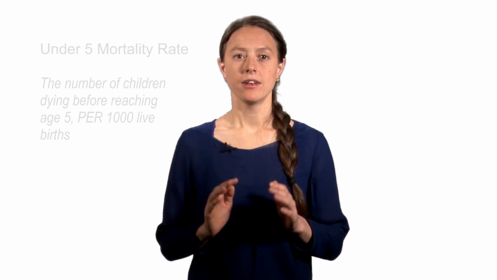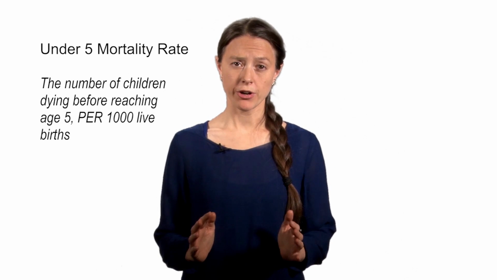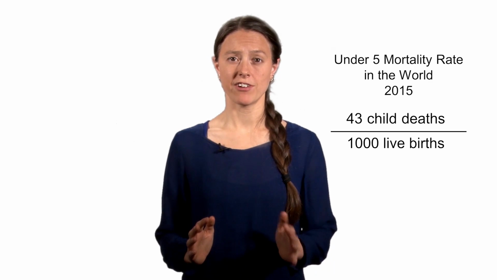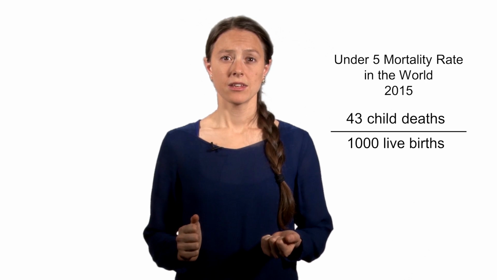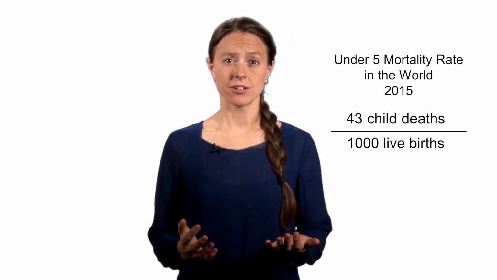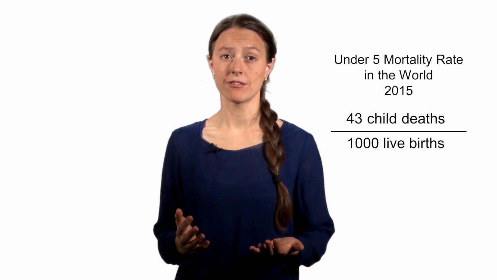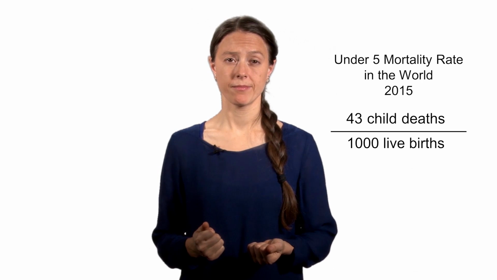So the definition of under 5 mortality rate is the number of children dying before reaching age 5 per 1,000 live births. The global average for under 5 mortality is 43 according to the WHO. That means that out of 1,000 children who have survived birth in the world, 957 of them will live until their 5th birthday, and 43 will have died before the age of 5.